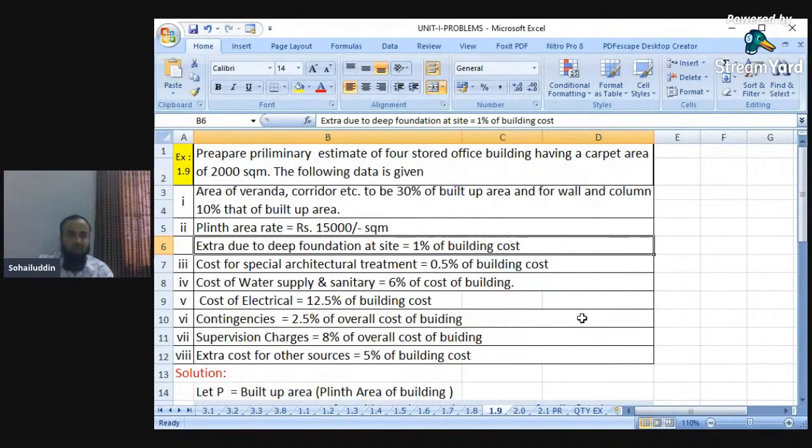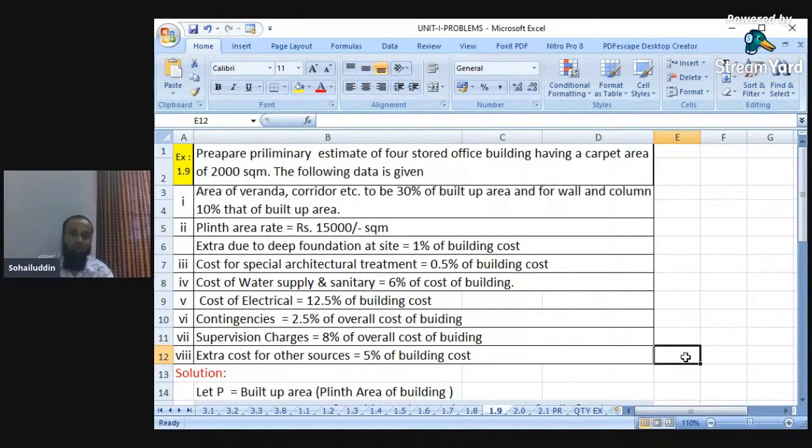Next is the cost of water supply and sanitary. It has been taken as 6% of the cost of building. Next is the cost of electrification. It has been taken as 12.5% of building cost. Next is contingencies. Overall cost, it has been taken as 2.5%. Supervision charges, engineer's profit, it has been taken as 8%. And lastly, as usual, we have seen the extra cost for other sources. It has been mentioned in the last, but it is included in the cost of building. That is 5% of the cost of building.